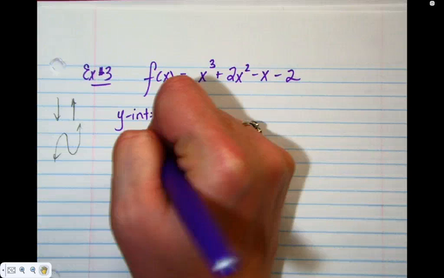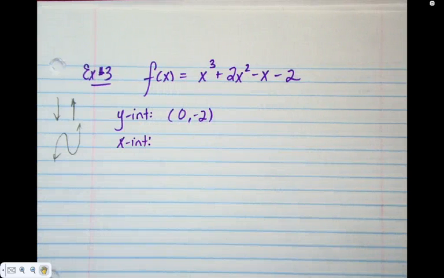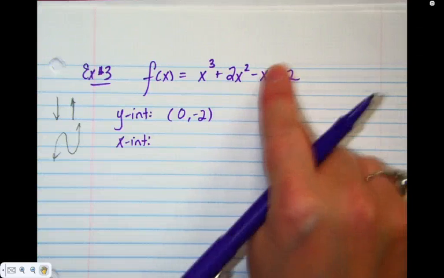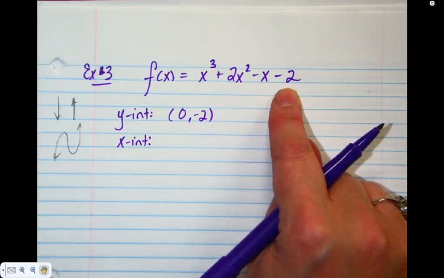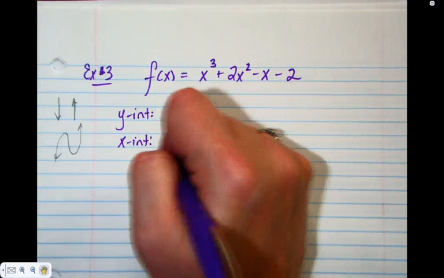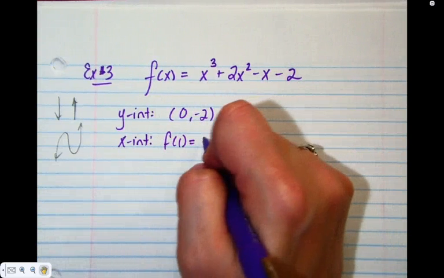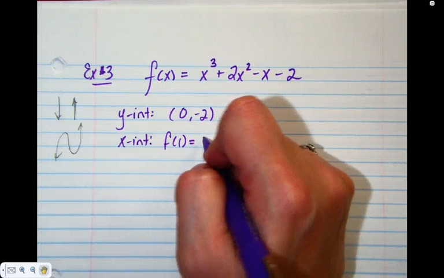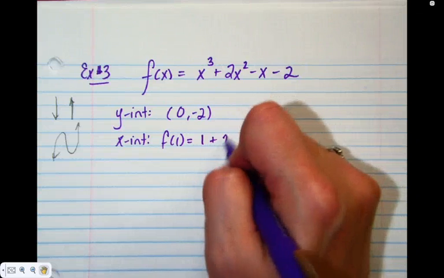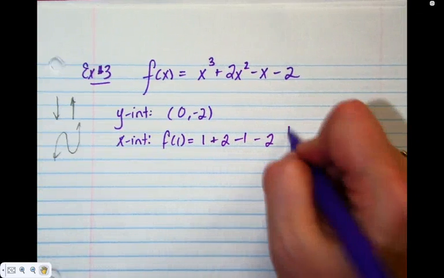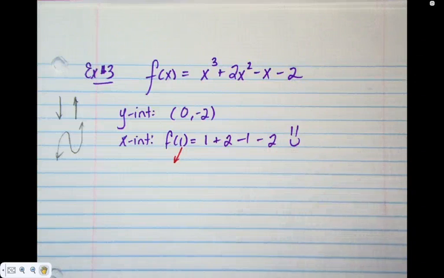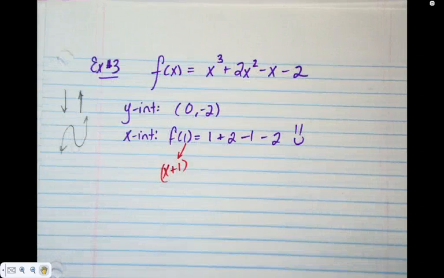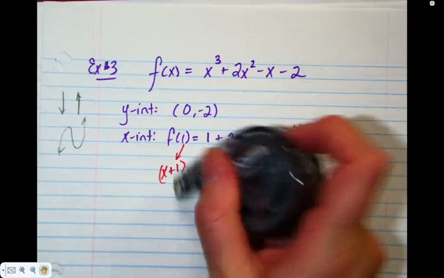The x-intercepts. Remember that little trick I showed you yesterday: look at the last number before you start to pick. It has to be either 2 or 1. Why can we not pick a number like 3, for example? Because we need a factor of 1 or 2. Pick a number. 1 cubed, 1 cubed, 2 times 1 squared, negative 1, negative 2. Happy face. What does that tell us? It's 0. And what would the factor be? x minus 1. Good job, paying attention.